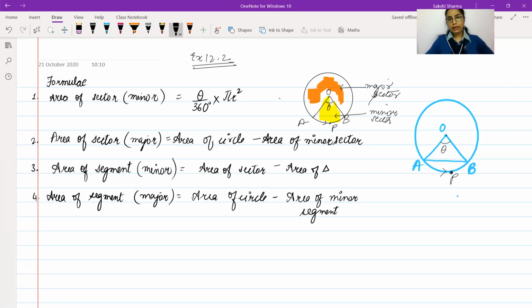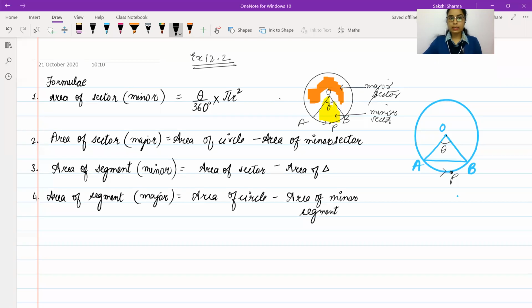And when you want to find out the area of the major sector, आपको दोबारा ये फॉर्मूला लगाने की जरूरत नहीं है. हम क्या करेंगे, पूरे सर्कल के एरिया में से ये जो स्मॉलर वाला सेक्टर है उसका एरिया माइनस कर देंगे. हमें क्या मिल जाएगा, एरिया ऑफ द मेजर सेक्टर, the one which is shaded in orange.